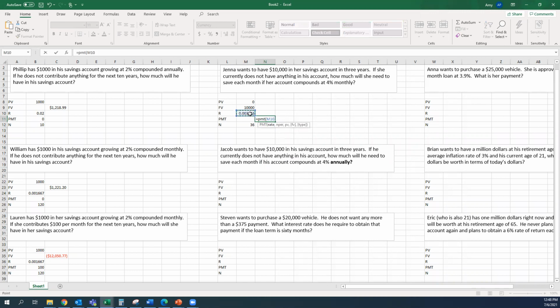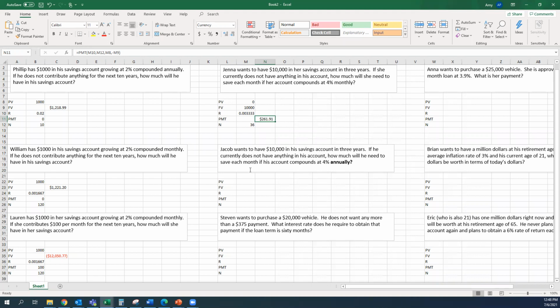So our rate, and it tells you right down here what you need to put in the order. Your NPER, the present value is 0, and your absolute value of the future value. So she needs to have $261.91 to save each month if her account compounds at 4% monthly. So she's going to need to save $261 to have $10,000 in 3 years.